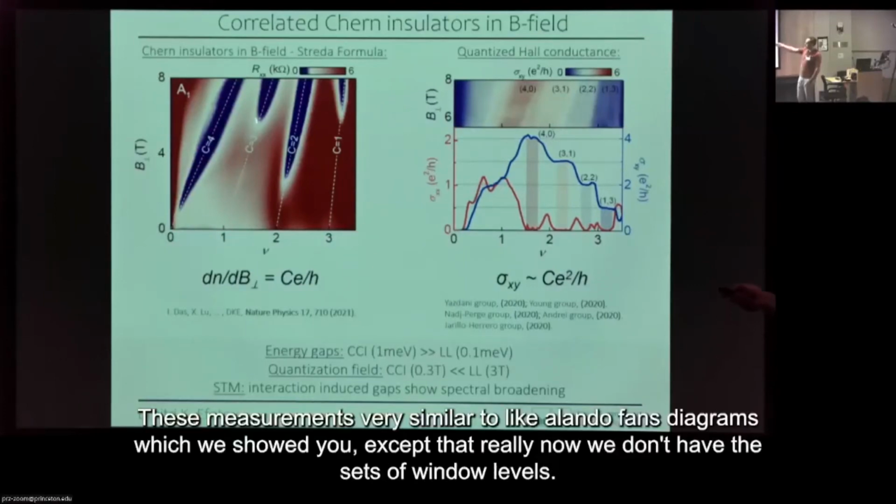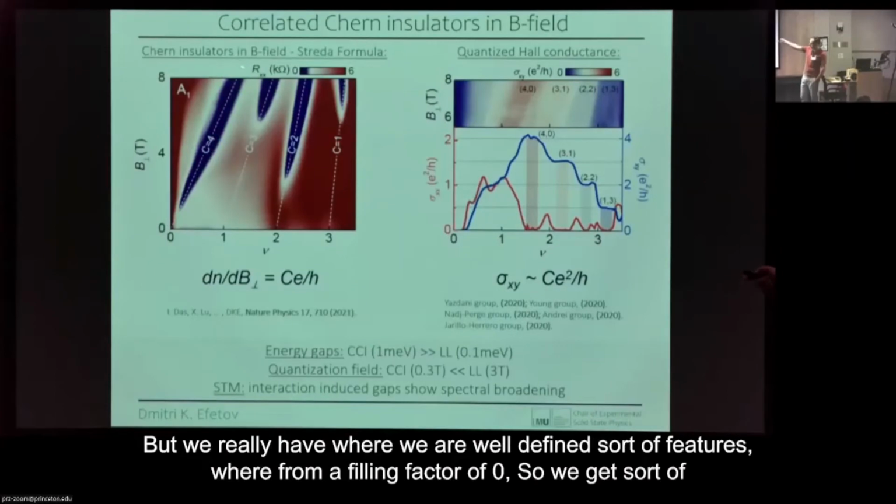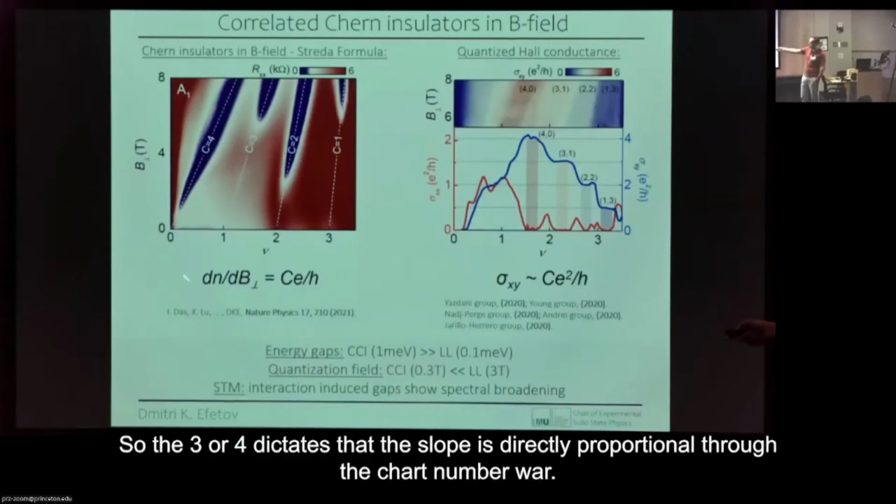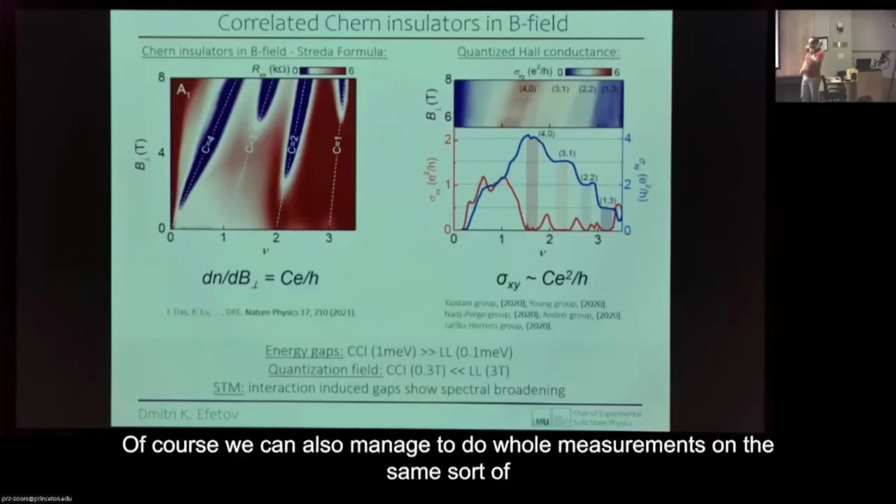And in principle, these measurements look very similar to the Landau fan diagrams which we showed you, except that now we don't have these sets of Landau levels, but very well-defined features where, from a filling factor of 0, we get a Chern insulator with a Chern number of 4. The Chern number, again, we can extract from the slope here. So the straightforward formula dictates that the slope is directly proportional to the Chern number.